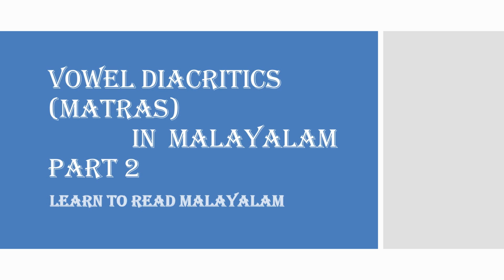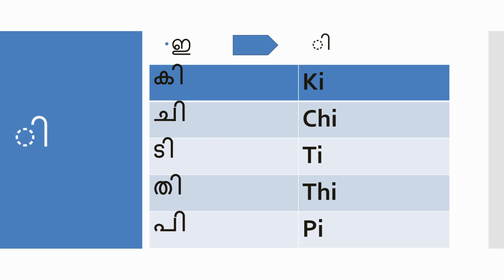And today we are going to learn vowel diacritics. So we saw the first part last week and we are moving to the second part. So let us see what we have today. Today we are going to learn the sound E, the diacritic E, how E combined with a consonant appears in writing and how to read it.